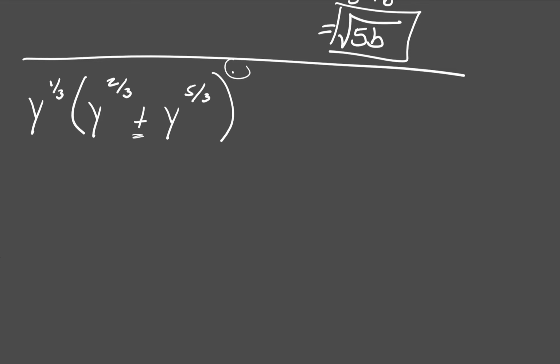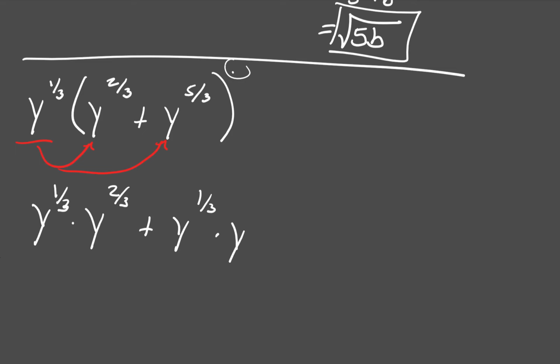Okay, there's no exponent outside here, so I don't have to deal with distributing an exponent over this addition. If you have exponents and you have an addition, you have this foiling thing that you have to do, right? So I don't have to do any of that foiling stuff, which is good. All I have to do is distribute this y to the 1/3 to both pieces here. So we're going to have y to the 1/3 times y to the 2/3 plus y to the 1/3 times y to the 5/3.